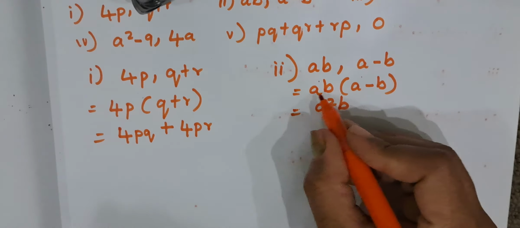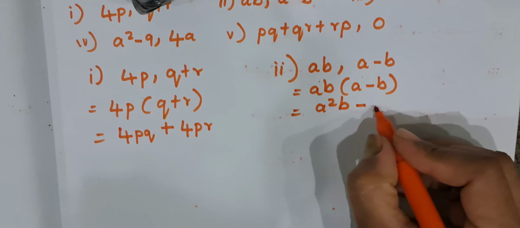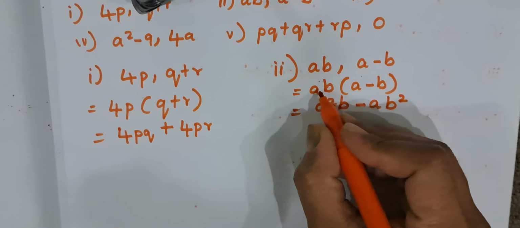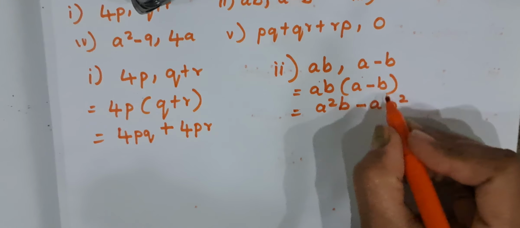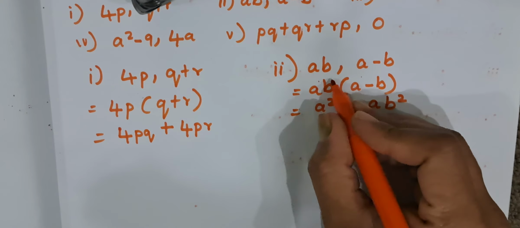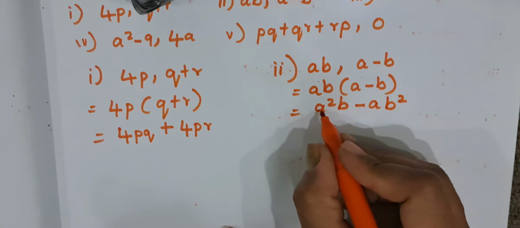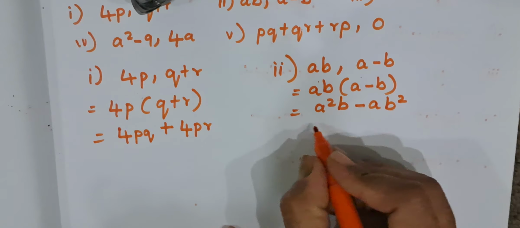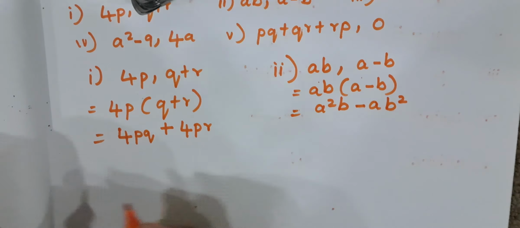In the second term, minus, ab into minus b, we will keep minus as it is. B times b is b square. Again it is the same thing. A is by itself, there is only one a. When you multiply ab with b, there is only one a and the powers of b will be added. B to the power 1, b to the power 1 becomes b square. So the answer becomes a square b minus ab square. We put a minus sign because plus into minus is minus. So this is the answer for the second one, a square b minus ab square.